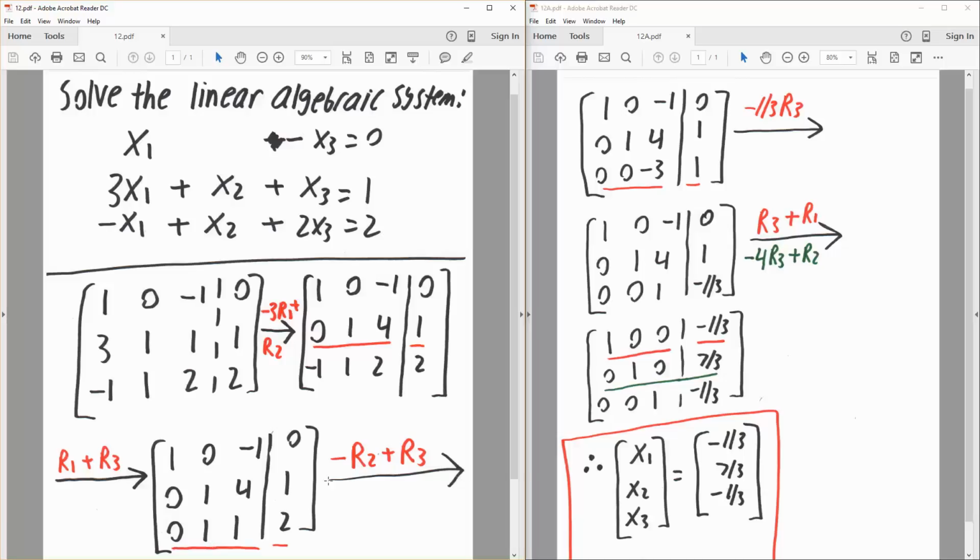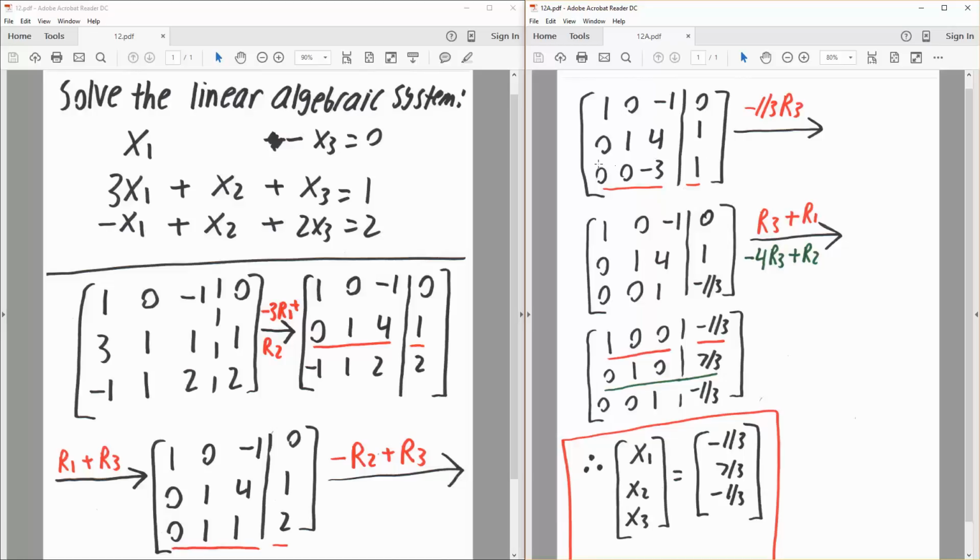Next, we can say minus R2 plus R3, and we're just going to change R3, just the last line. And by doing that, this is what we're going to get. So R3, 0 minus 0 is going to be 0. 1 minus 1 is 0, so we have 0 now. 1 minus 4 is going to give us negative 3. 2 minus 1 would give us 1. So this is what we have now. We're getting more zeros.